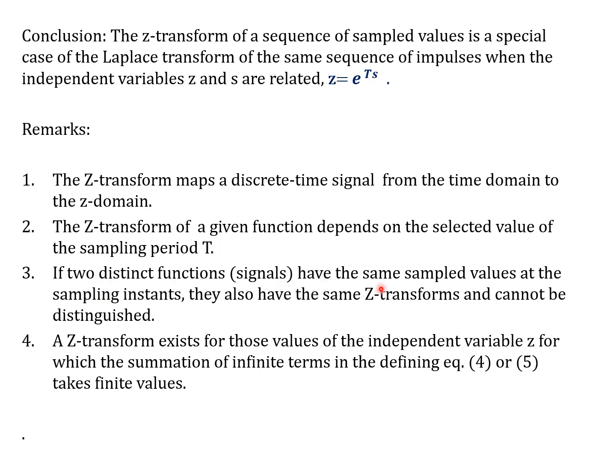And if two distinct functions have the same sample values at the sampling instants, they also have the same Z transform. They cannot be distinguished. So if at that time you get the same signal value, you cannot distinguish it. Although the shape may be different, at that time the signal is the same, so the Z transform values will be the same. That's the issue that we sometimes have to take care of. And the Z transform exists for those values of the independent variable z for which the summation of infinite terms takes finite values. Of course, the infinite terms have to take finite values for the Z transformation to exist.